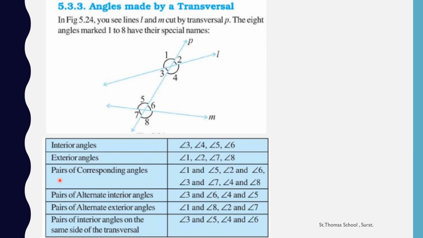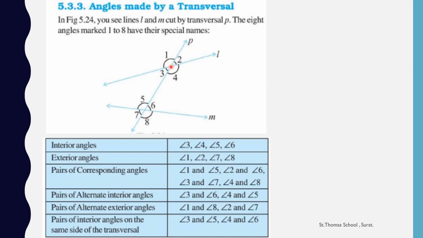The next one is pairs of corresponding angles. First time you are studying all these angles, so you have to understand properly and learn it by heart. Okay. So here, pairs of corresponding angles. Corresponding angles are angle 1 and angle 5, and angle 2 and angle 6. Like this you can remember. So above the line, here above the line angle 2 and here above the line angle 6. So angle 2 and angle 6.